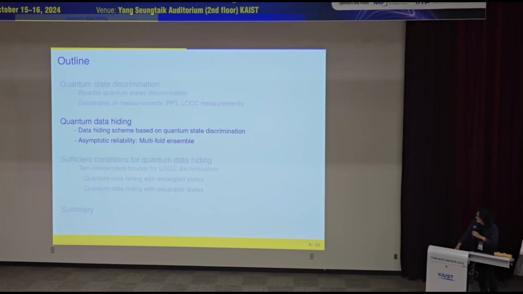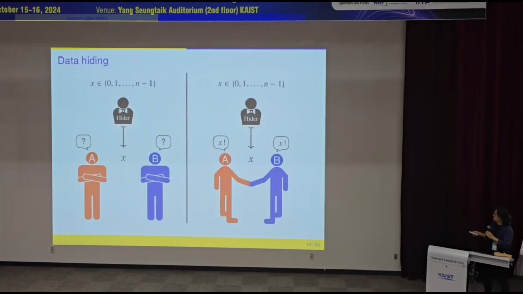Okay, so let's talk about quantum data hiding. Let me tell you what I mean here by data hiding. Let's consider the situation. There is a hider who's going to send this n-ary data X to two people, say Alice and Bob. But there is a condition that if Alice and Bob do not collaborate, they cannot obtain any information of the data. That's the condition. And the data can be recovered only if they collaborate.